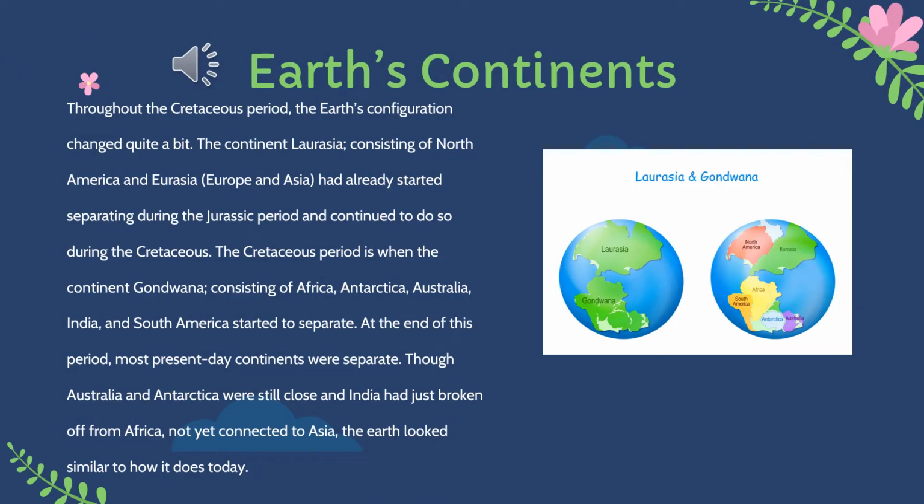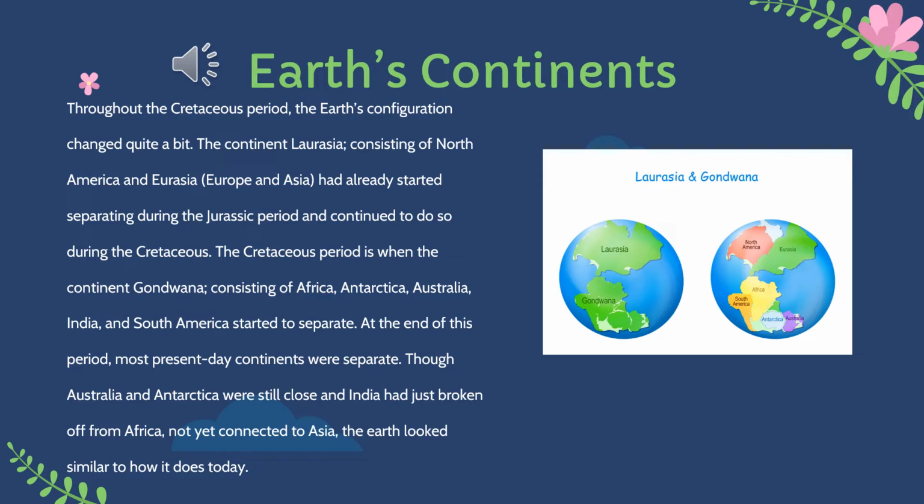Earth's continents. Throughout the Cretaceous period, the Earth's configuration changed quite a bit. The continent Laurasia, consisting of North America and Eurasia, had already started separating during the Jurassic period and continued to do so during the Cretaceous. The Cretaceous period is when the continent Gondwana, consisting of Africa, Antarctica, Australia, India, and South America, started to separate. At the end of this period, most present-day continents were separate.